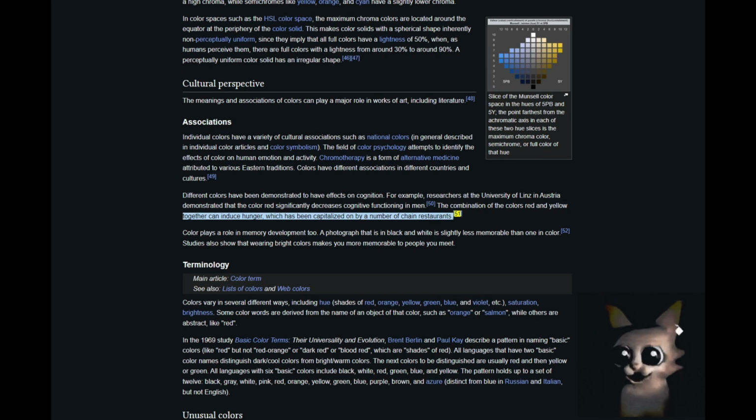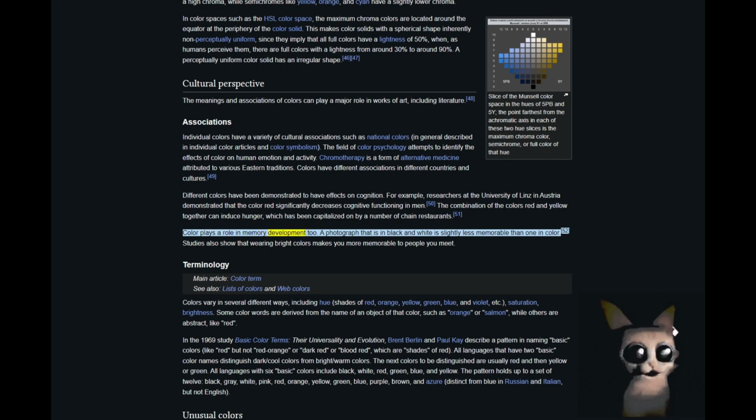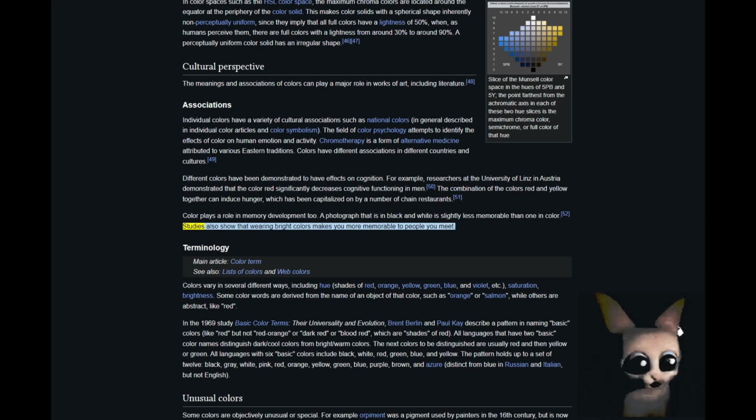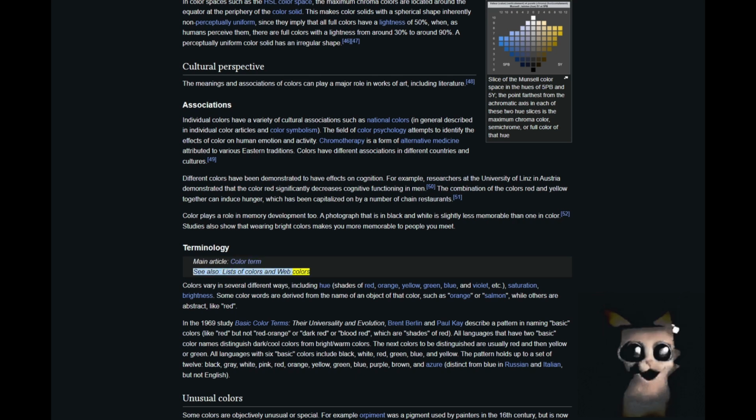51. Color plays a role in memory development too. A photograph that is in black and white is slightly less memorable than one in color. 52. Studies also show that wearing bright colors makes you more memorable to people you meet. Terminology. Main article, color term. See also, lists of colors and web colors.